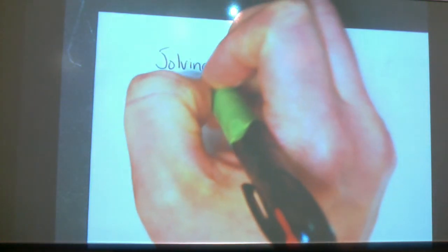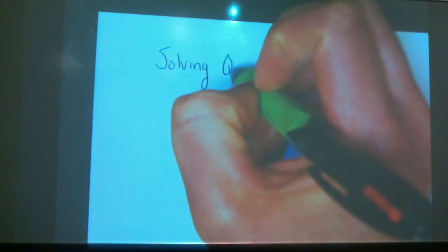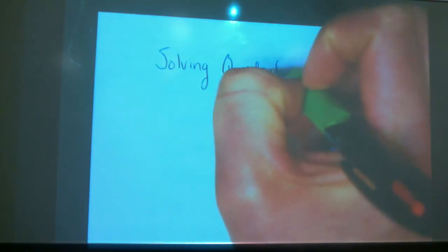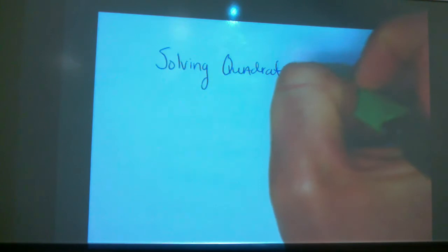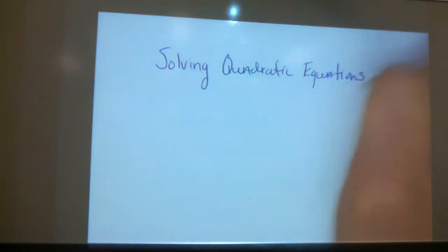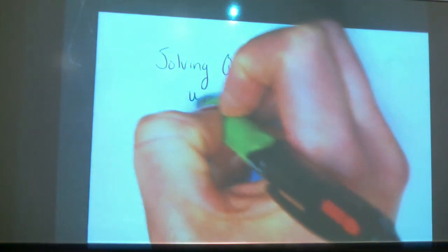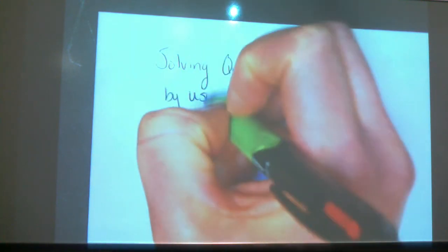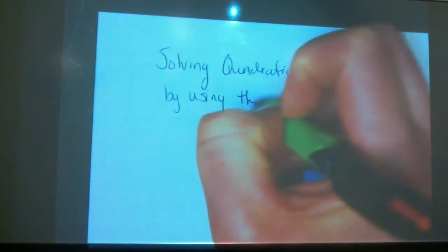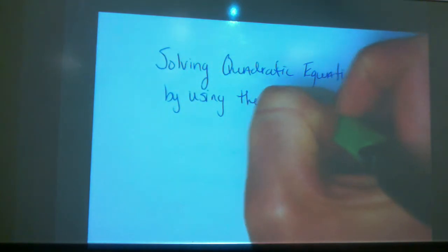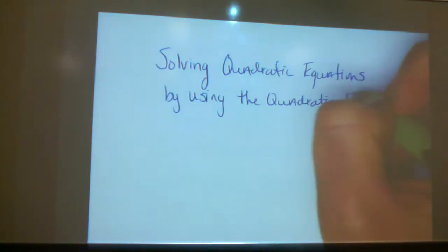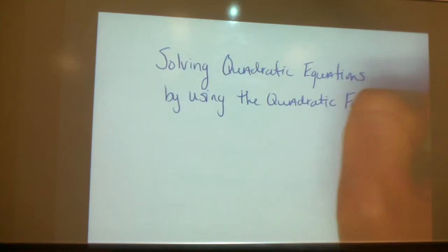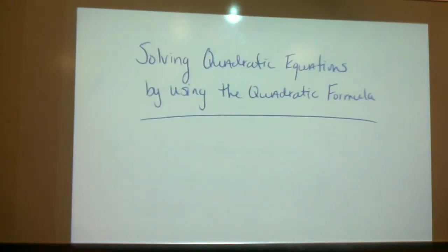This is Unit 5, Lesson 4. We're still solving quadratic equations. We're going to be solving quadratic equations by using the quadratic formula. This is actually the last method we're going to be going over to solve quadratic equations.